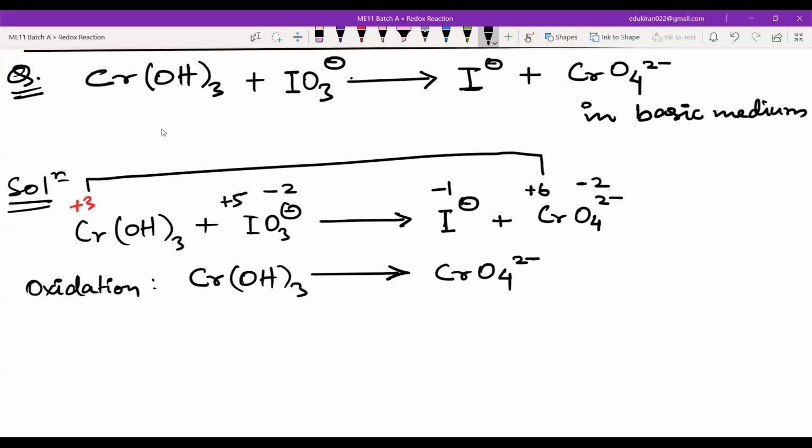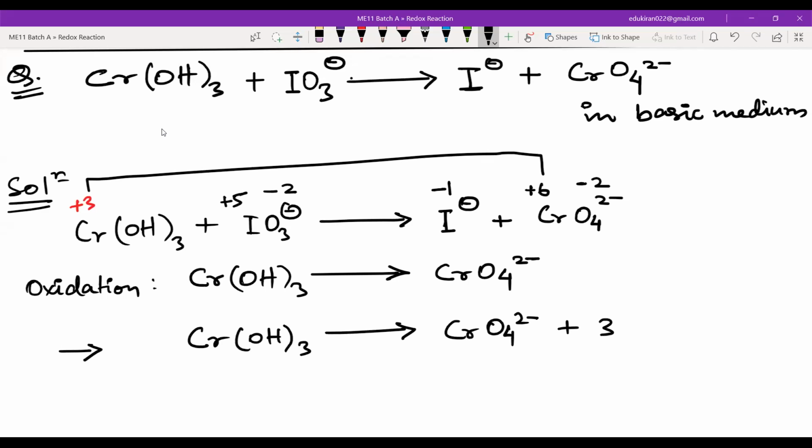Does this make sense? What about others? Yes, 2 plus 6, oxidation, so removal of 3 electrons. Removal of 3 electrons. Okay. Now next, see, we have OHs here, but we have only oxygens here. We need to balance that.